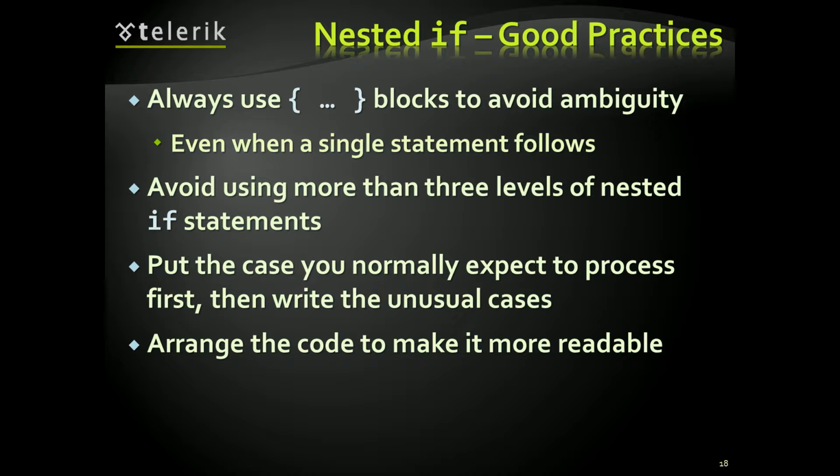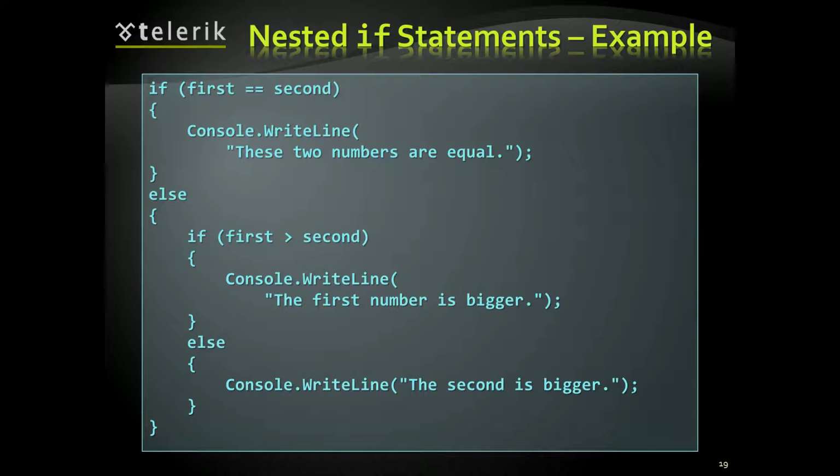So arrange the code. The proper way to arrange brackets and if-else statements in C# is the following. You have if, you have a condition, you have an opening bracket on the next line, then you have statements, and the closing bracket is on a separate line after the statements. So it's over here somewhere, I can't show you right now. Okay, so always keep these things.